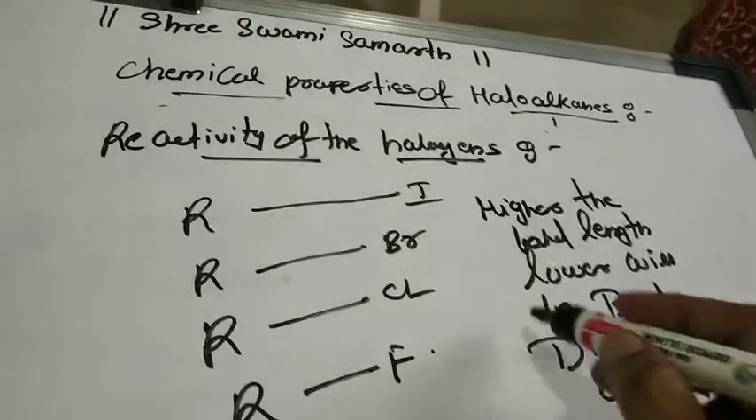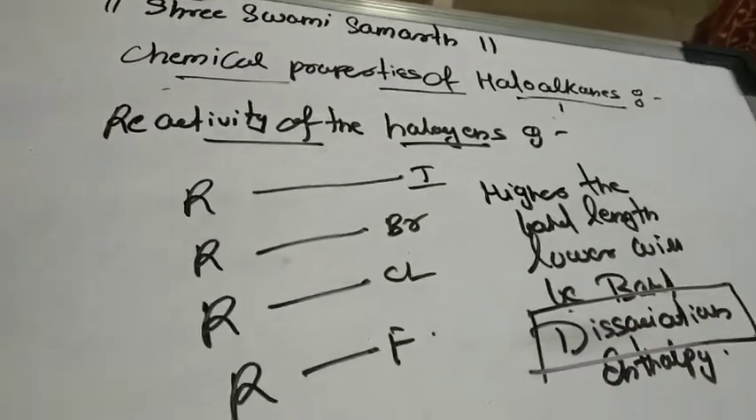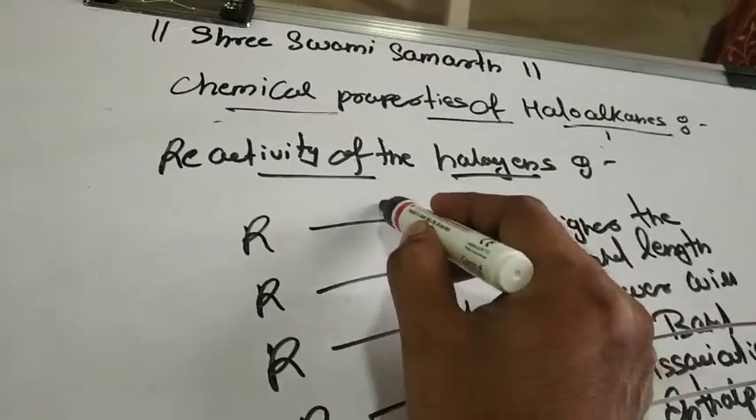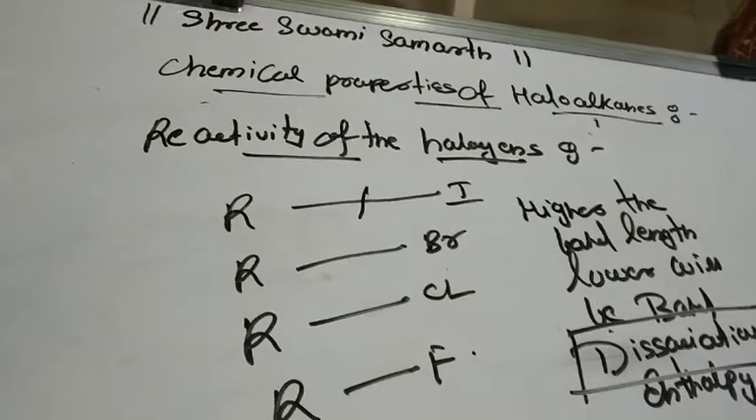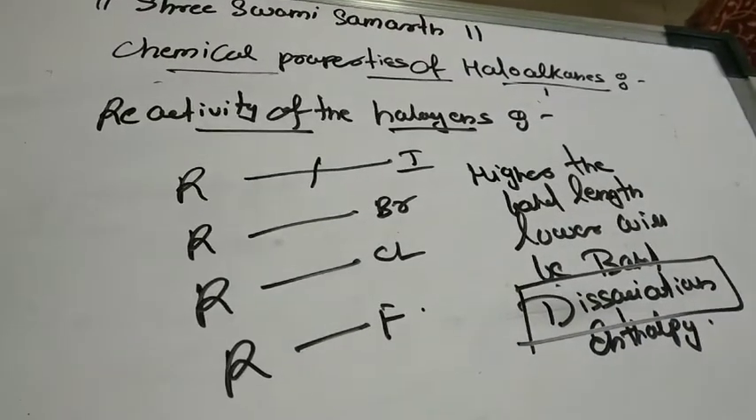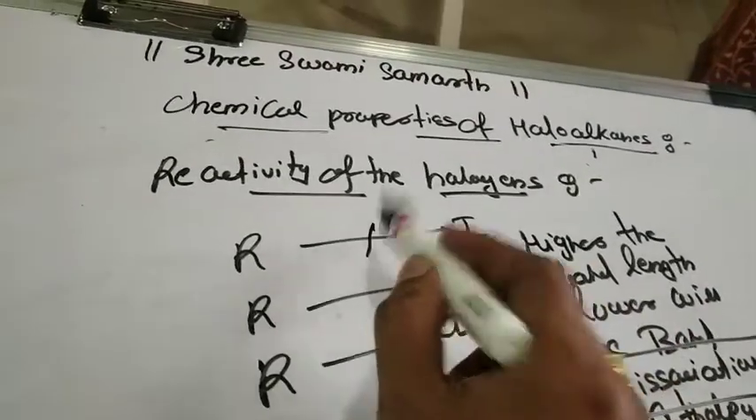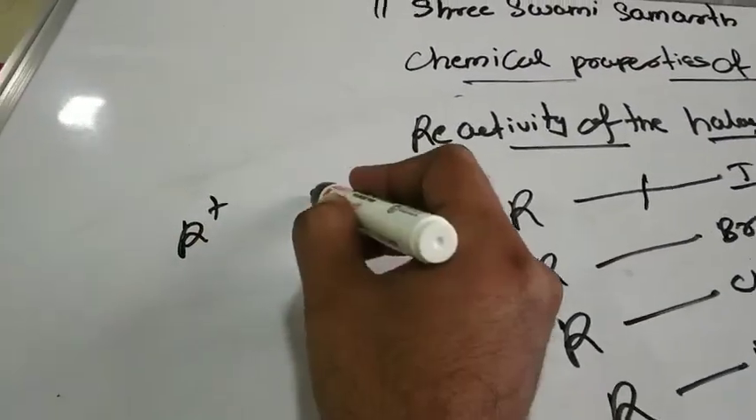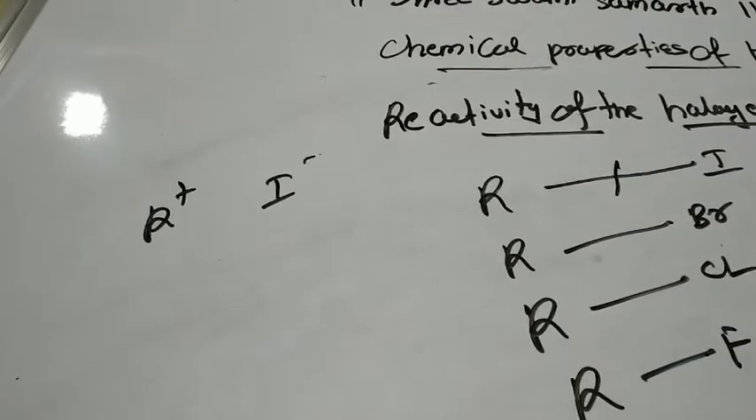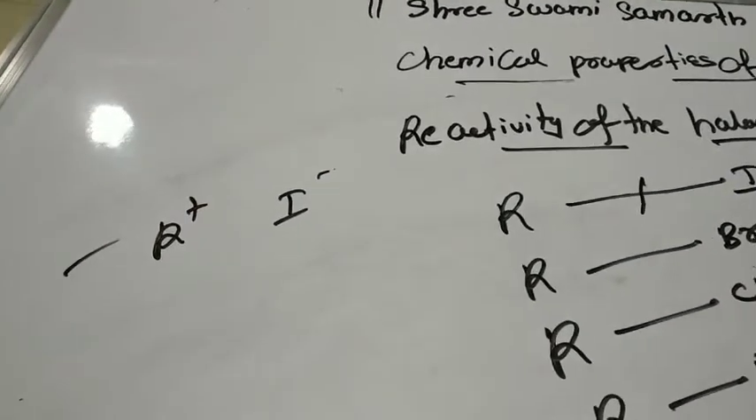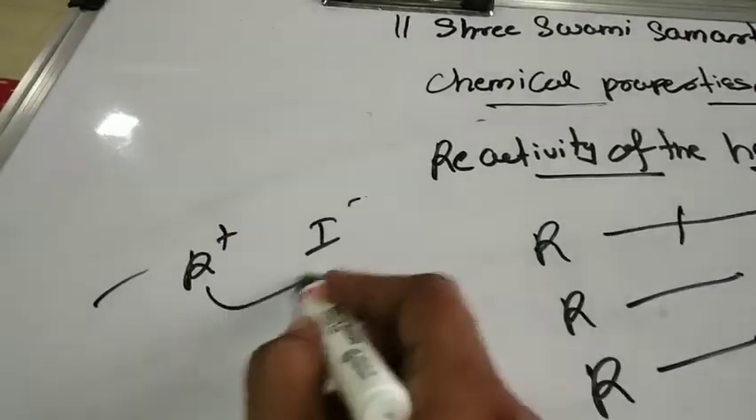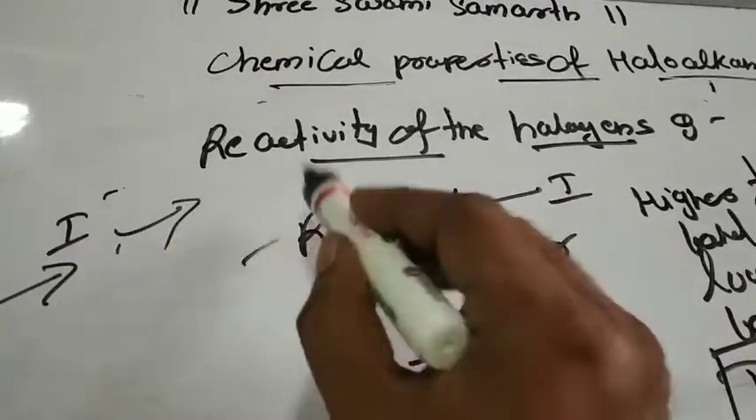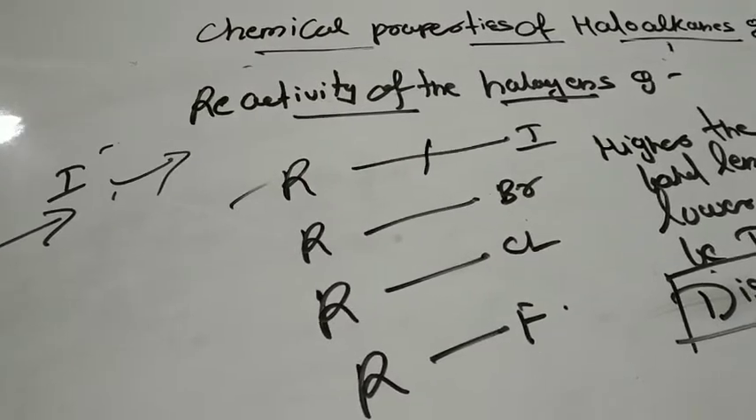Bond dissociation का मीनिंग क्या होता है? ब्रेक होना, राइट? सो इसमें से सबसे पहला बॉन्ड कौन सा ब्रेक होगा? जो सबसे बड़ा बॉन्ड है. Higher the bond length, lower will be the bond dissociation energy. दैट मीन्स जिसका सबसे बड़ा बॉन्ड लेंथ है वो सबसे पहले डिसोसिएट होगा. कैसे डिसोसिएट होगा? R plus I minus. अगर ये सबसे पहले डिसोसिएट होता है, जल्दी डिसोसिएट होता है, तो ये सबसे जल्दी रिएक्ट करेगा, राइट? दैट मीन्स this R-I will be highly reactive in nature.